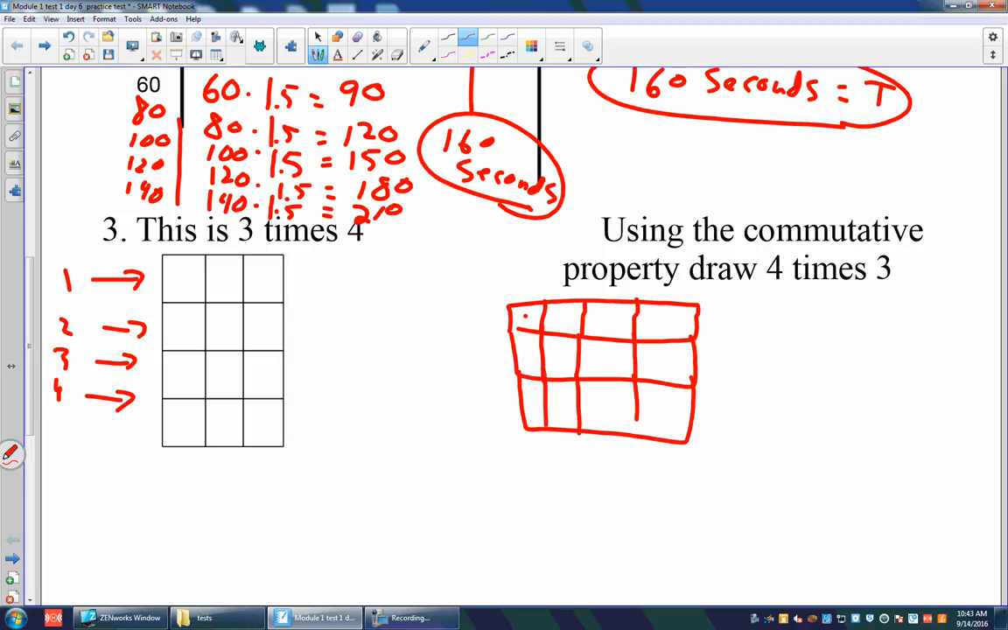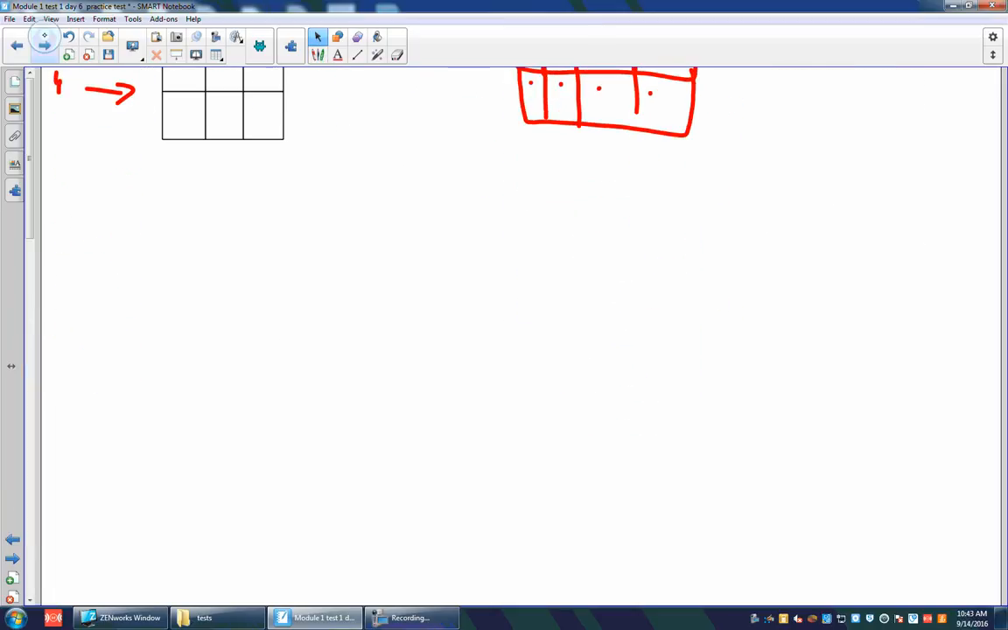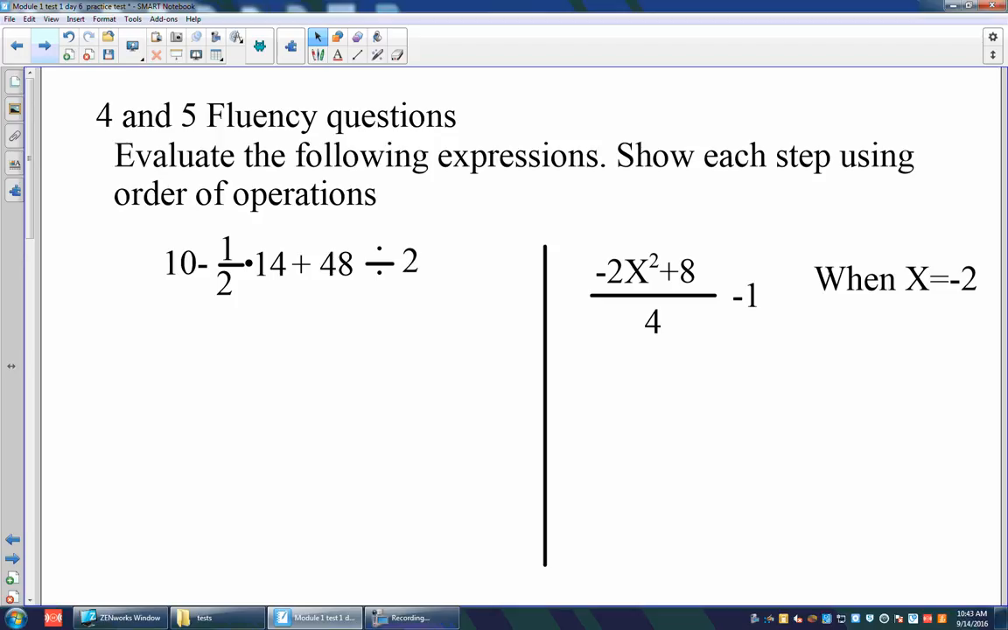Now 3 times 4 we know is 12. 1, 2, 3, 4, 5, 6, 7, 8, 9, 10, 11, 12. It checks. Very simple. Next page, the back. Questions number 4 and 5, fluency questions. Evaluate the following expressions. Show each step using the order of operations.